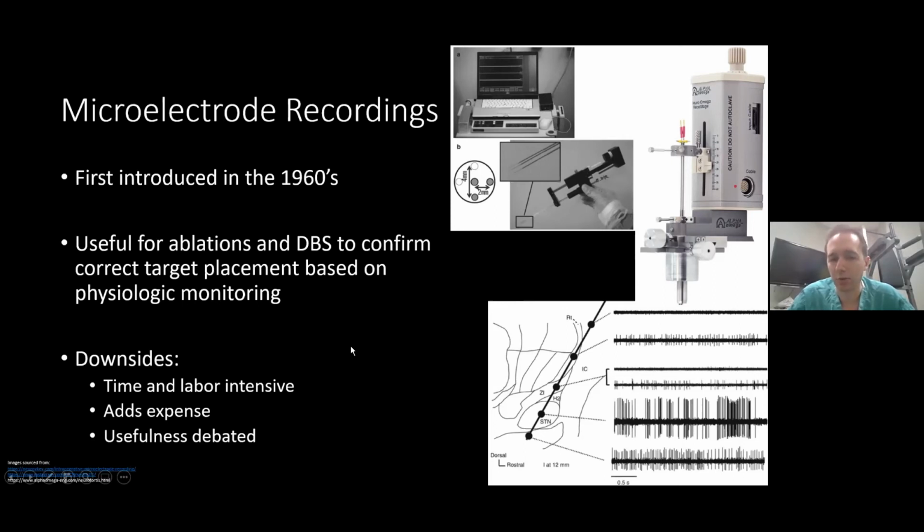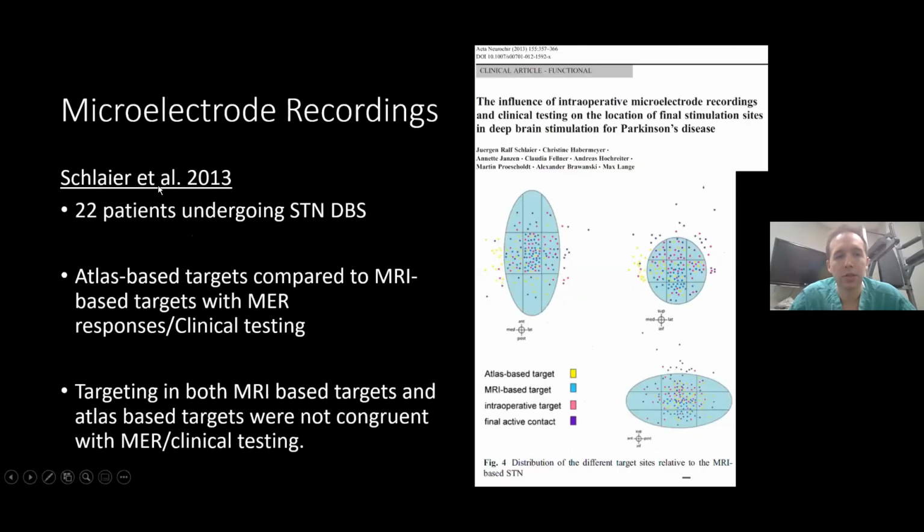I think, from what I've seen and what I've heard, it definitely seems to make a difference, if you ask me. But we'll talk about that right now. So here's a study performed in 2013, where 22 patients underwent STN deep brain stimulation. They compared the targets based on the atlas, which is the yellow dots here, and then the MRI-based target, which is the blue circle. And then you look at what the intraoperative target is on the pink, and it doesn't look very significant, but both the atlas-based target and the MRI-based target are significantly different from the intraoperative target, based on the MERs. So there is a difference between those two things.